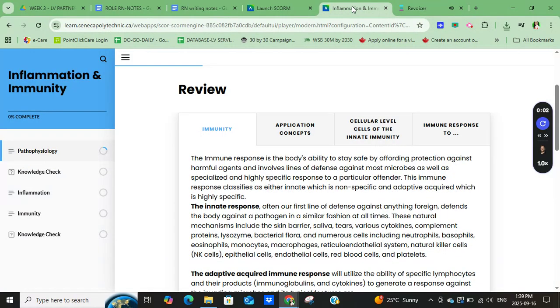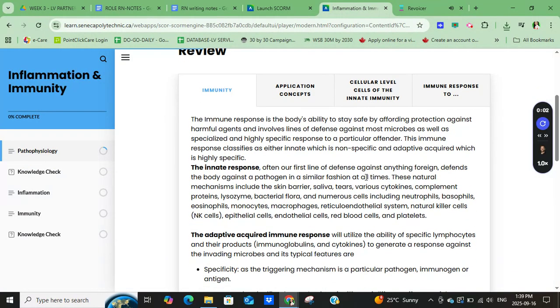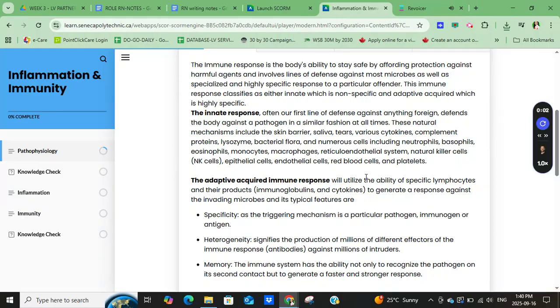Immune response is the body's ability to stay safe by affording protection against harmful agents, and involves lines of defense against most microbes as well as a specialized and highly specific response to a particular offender. This immune response classifies as either innate, which is nonspecific, or adaptive (acquired), which is highly specific.